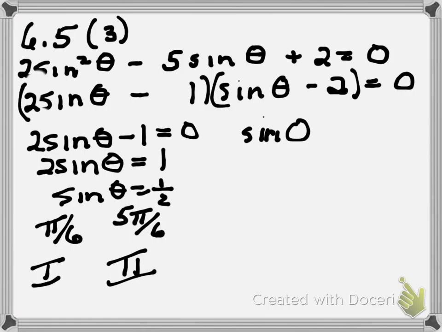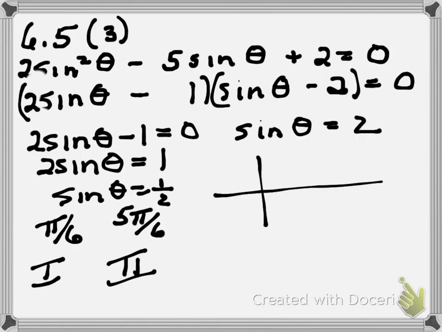sine theta equals 2. Well, the sine graph has a maximum value of 1 and a minimum value of negative 1. There is no value of theta such that you get the sine of theta equal to 2. There is no solution to that factor in this quadratic.